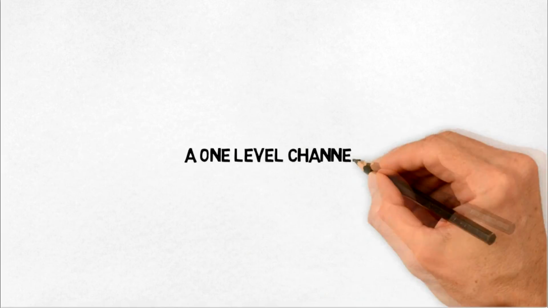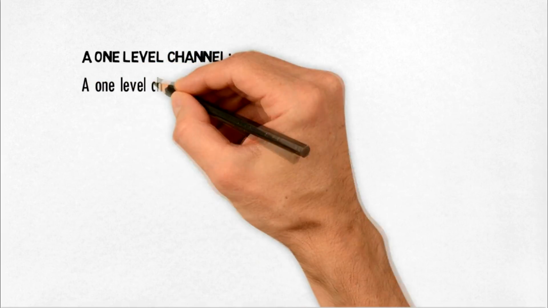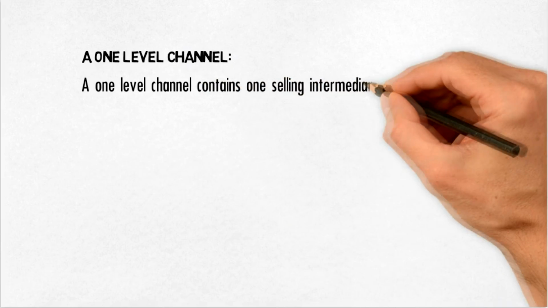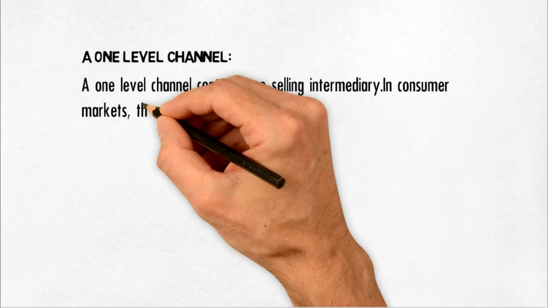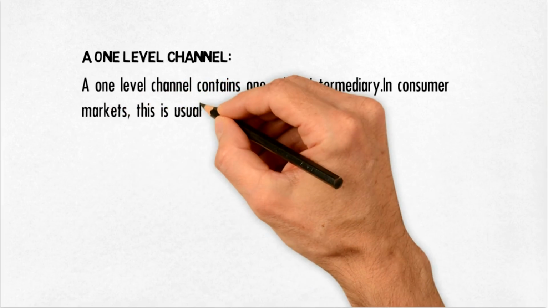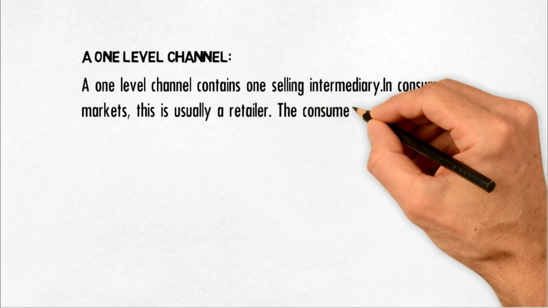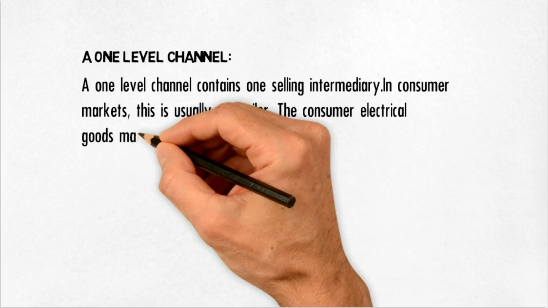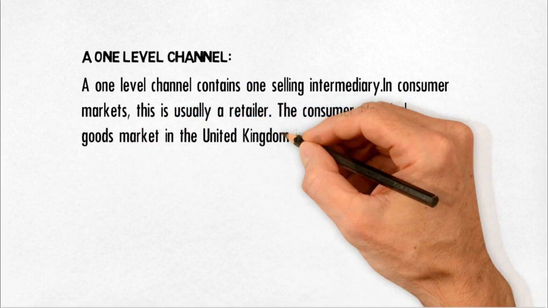A one level channel. A one level channel contains one selling intermediary. In the consumer market, this is usually a retailer. The consumer electrical goods market in the United Kingdom is typical of this arrangement, whereby producers such as Sony, Panasonic, Canon, etc. sell their goods directly to large retailers such as Comet and Dixons, which then sell to final consumers.